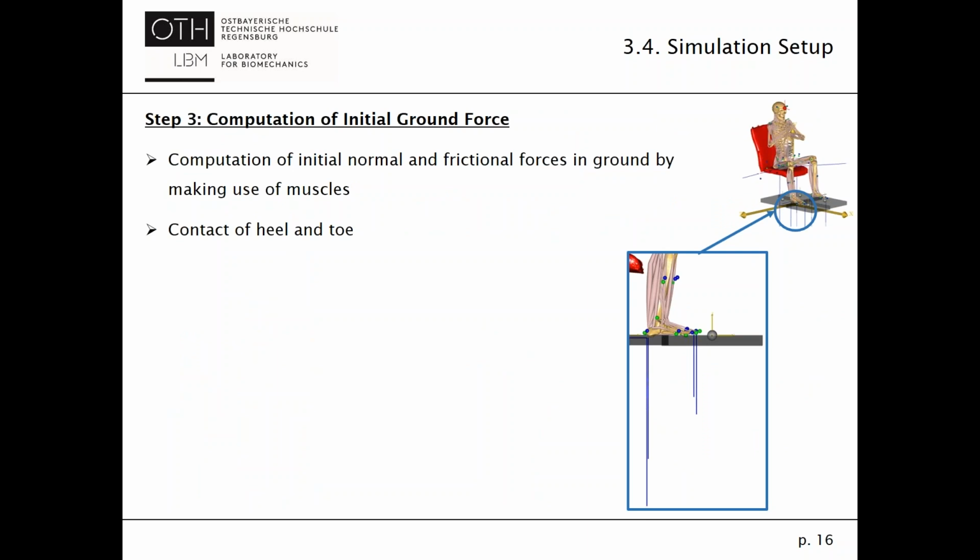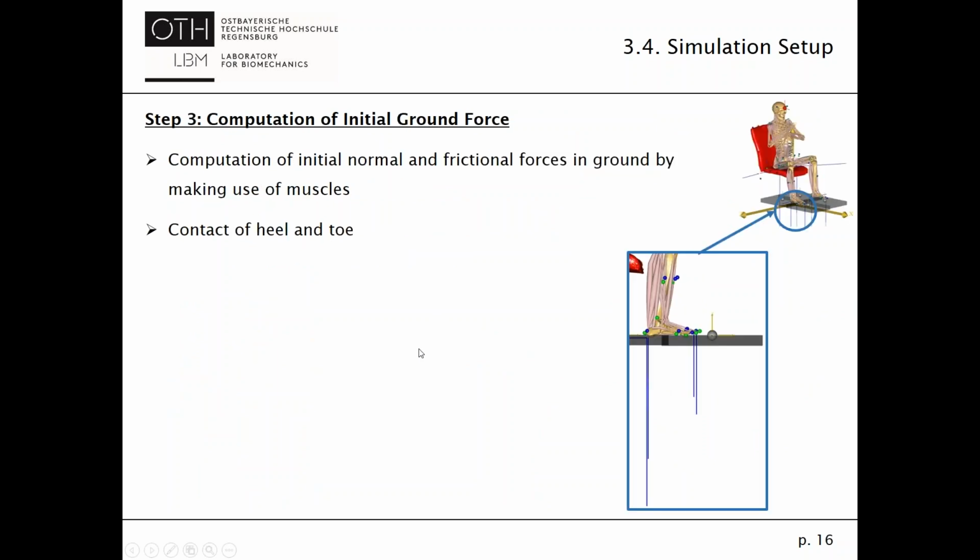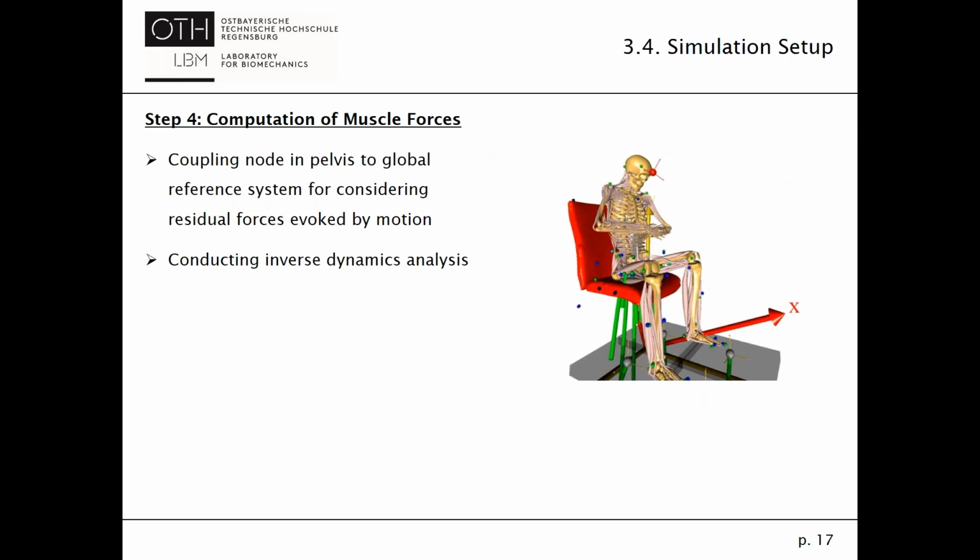In the next step, the ground reaction forces in the heels and one of the toes are computed with a frictional and a normal force component. These forces can be seen as the blue lines here. And therefore we had a toolbox of AnyBody, where the forces are computed by generating a muscle between 2 segments. And in the final step, the inverse dynamics is computed for obtaining the muscle forces.